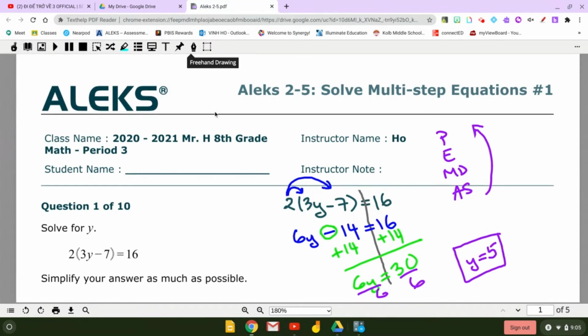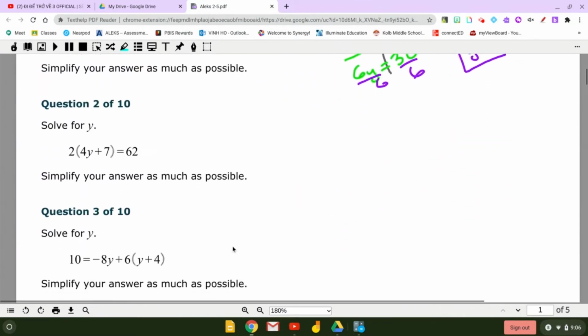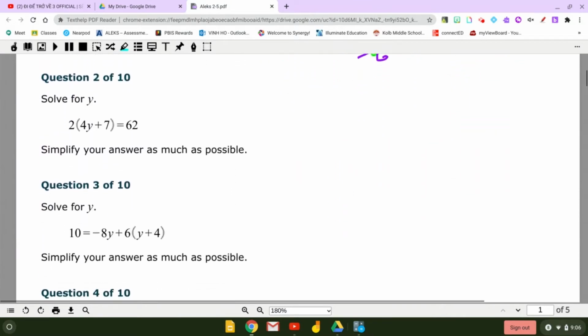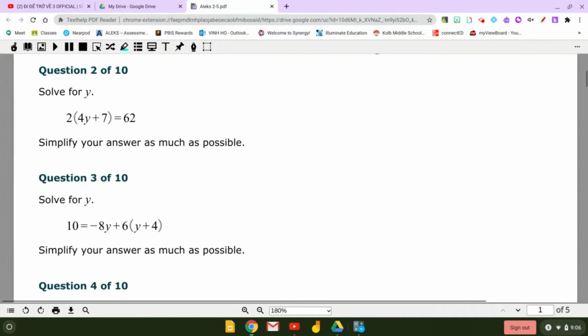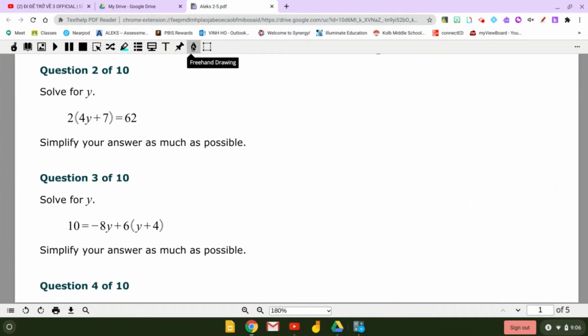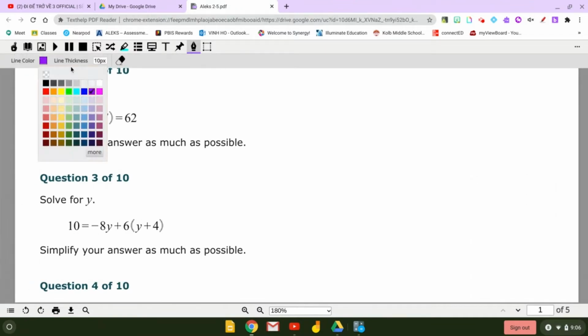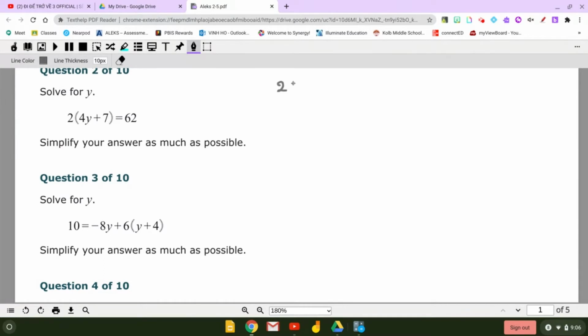All right, we go to problem 2. So it's the same idea. If you understand problem 1, go ahead, pause the video and try this one on your side to see if you get the answer, if your answer matches with my answer. 2 times (4y plus 7) equal to 62.